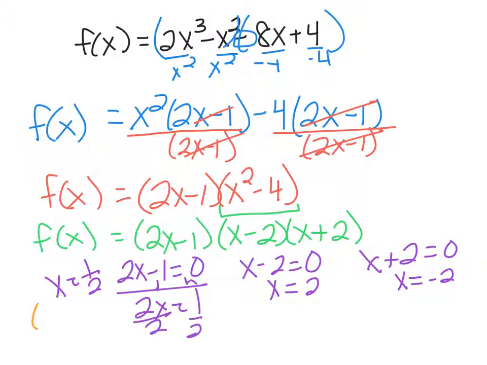So last, I'm going to write my answers as x-intercepts: 1/2, 0, 2, 0, and negative 2, 0 for my final answers.